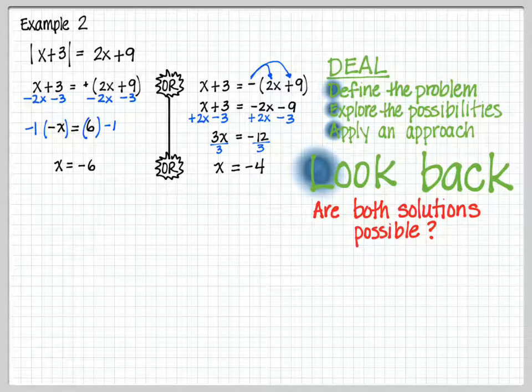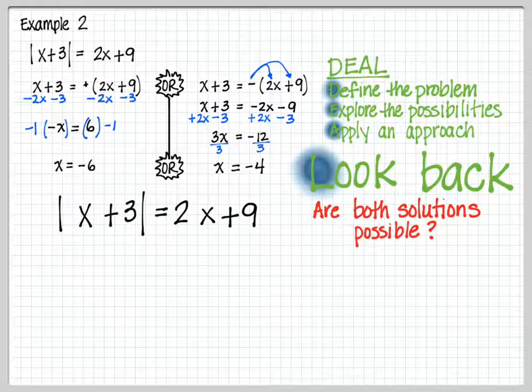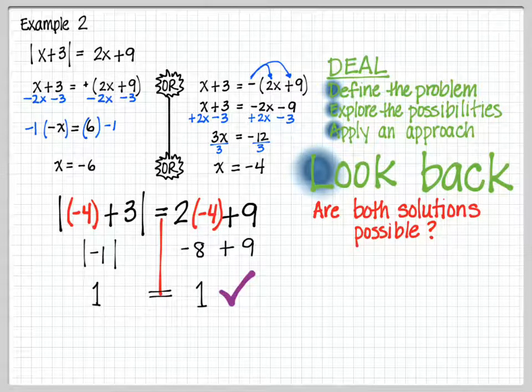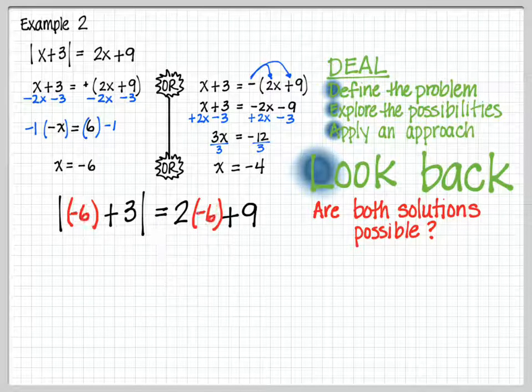But don't forget that last part, which is the look back. Double check that these solutions do in fact make this equation true. So here's the equation. I'm going to plug in x equals negative 4. We will evaluate the left side and the right side, and we find that the left side and the right side have the same value. So x equals negative 4 is a solution.